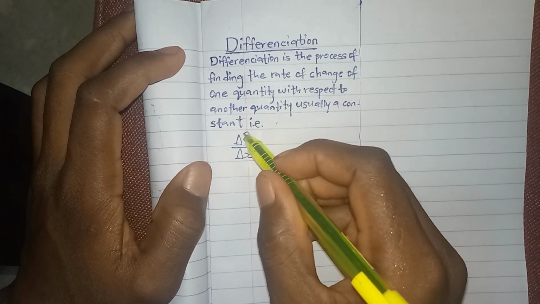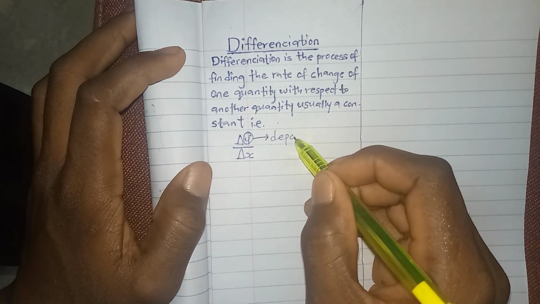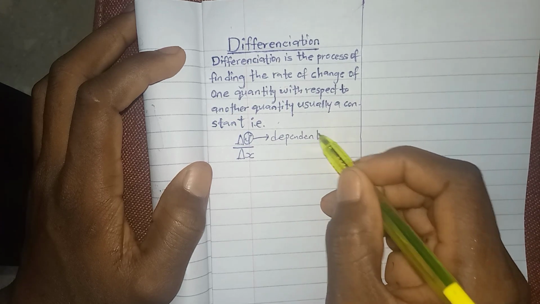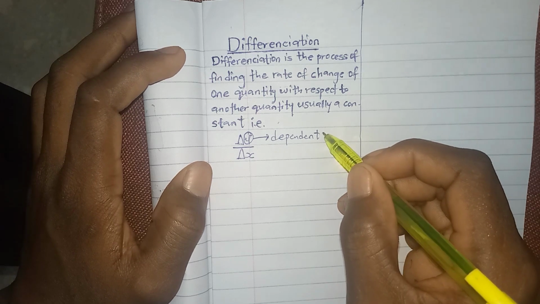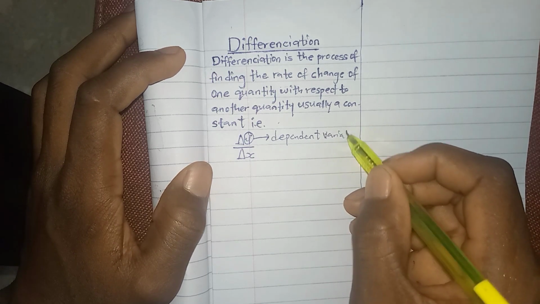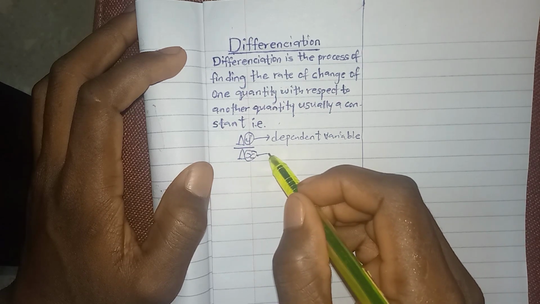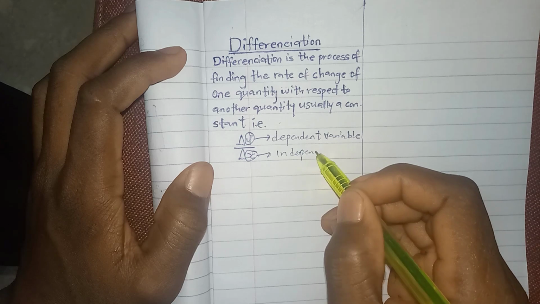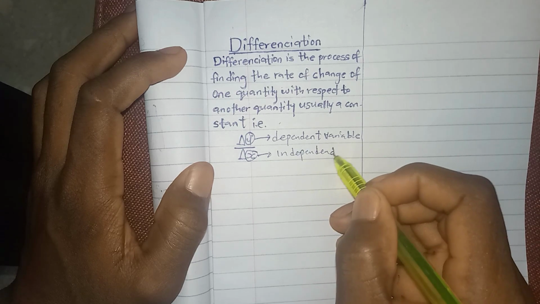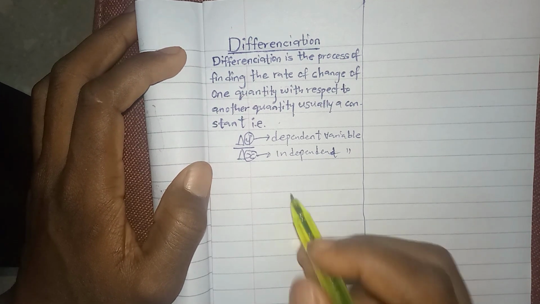Okay, where the y here is the what? Is the dependent quantity or variable, and the x in this case is the independent variable.